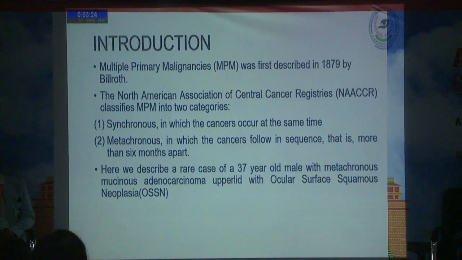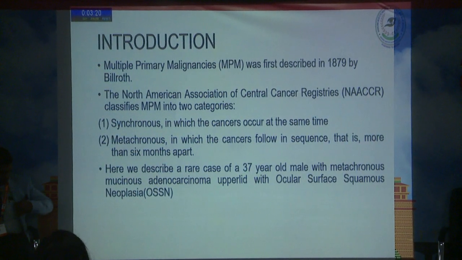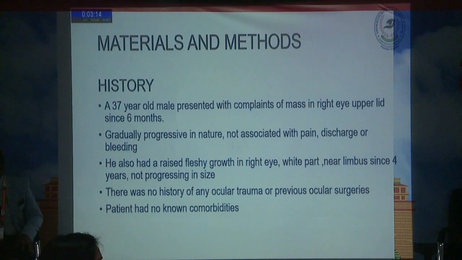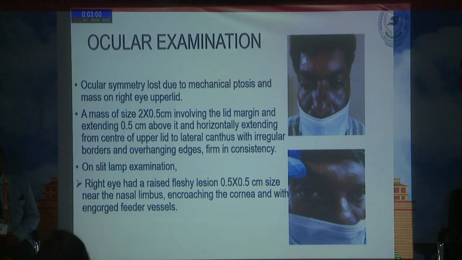Here we describe a rare case of a 37-year-old male with metachronous mucinous adenocarcinoma of the upper lid with ocular surface squamous neoplasia. He presented with complaints of a mass in the right eye upper lid since 6 months, gradually progressive in nature, not associated with pain, discharge or bleeding. He also had a raised fleshy growth in the white part of the right eye near the limbus since 4 years, not progressing in size. There was no history of any ocular trauma or previous ocular surgeries, and the patient had no known comorbidities.